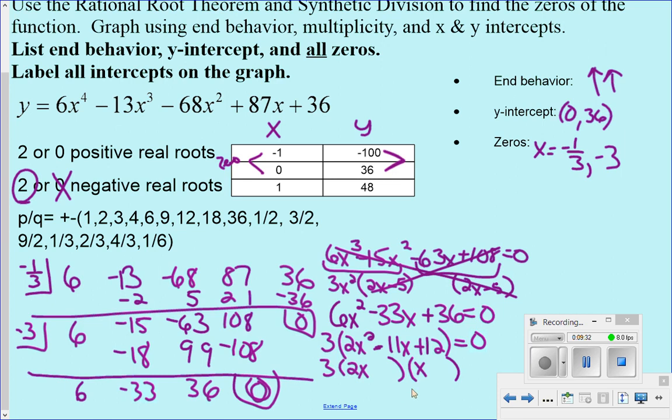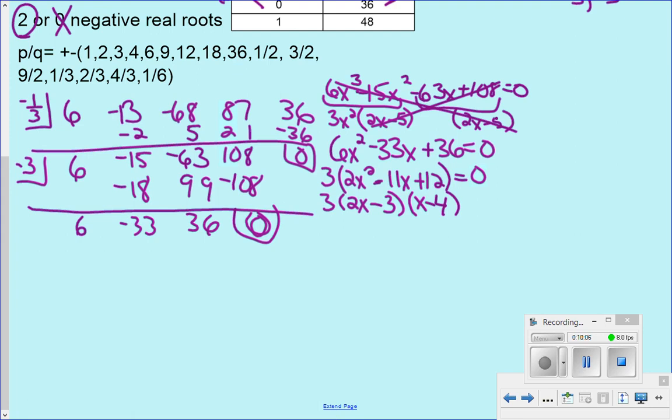I don't know why this doesn't want to work. There we go. Yep, I think that's right. So x is equal to 3/2 or 4.